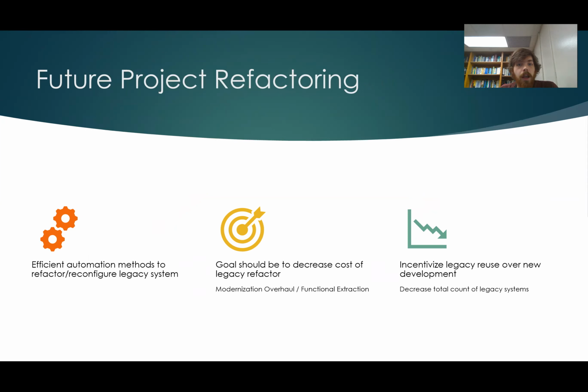And for project refactoring, I believe we're going to work towards efficient automation methods to refactor, or at least reconfigure, legacy systems to more updated versions. So the goal for refactoring these legacy systems should be to reduce the cost of a refactor so that software engineers will actually want to refactor a legacy system instead of creating a new one.